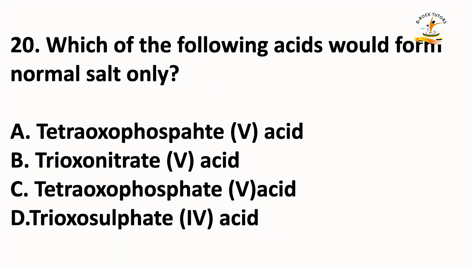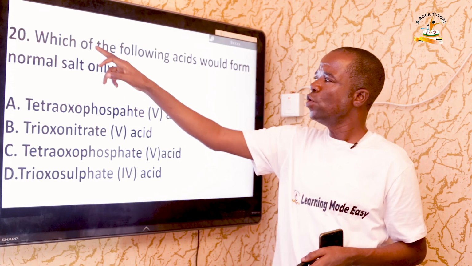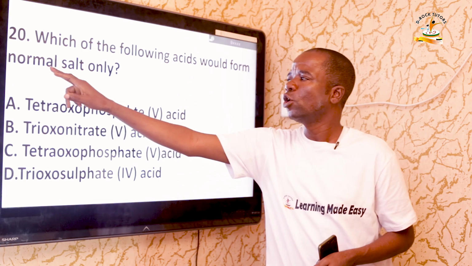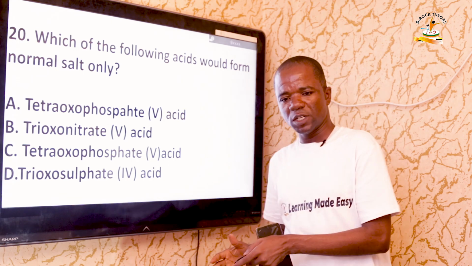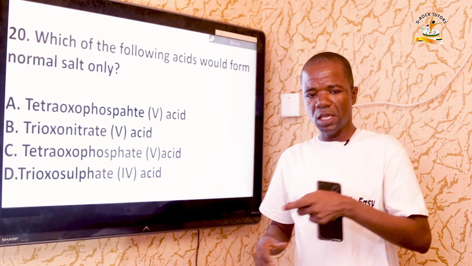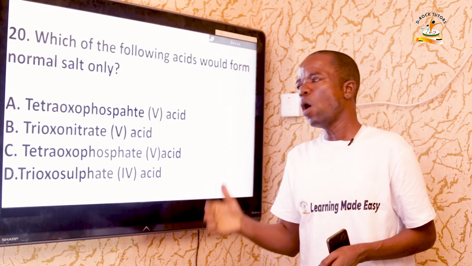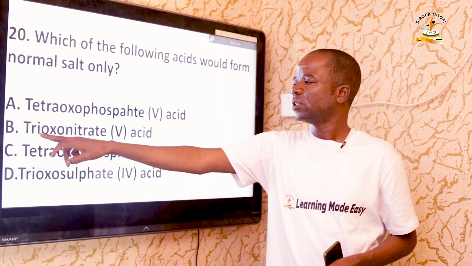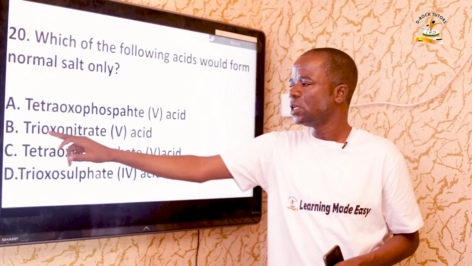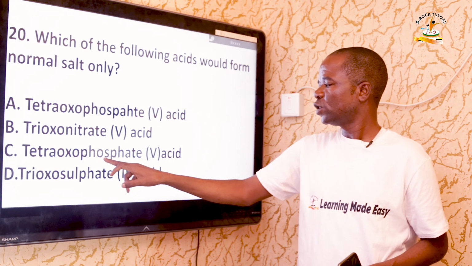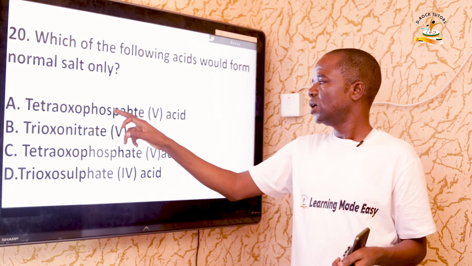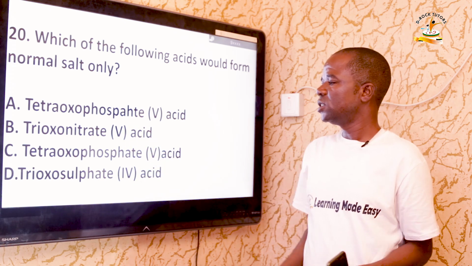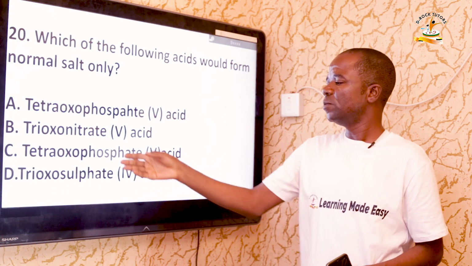Which of the following acids will form normal salt only? Now, there are a lot of acids that can form both normal salt and acidic salt. But the question is specifically asking us which of the following acids will form only normal salt. Normal salt are only formed by monobasic acid, that is acid whose basicity is 1. And if you look at tetraoxophosphate(V) acid, the basicity here is 3. If you look at trioxonitrate(V) acid, which is the correct answer, the basicity is 1. If you look at option C, tetraoxophosphate(V) acid, the basicity is 3, and then trioxosulfate(IV) acid, the basicity is 3.